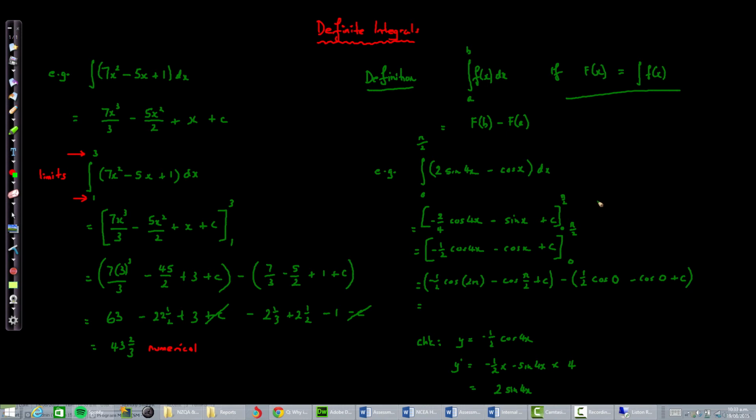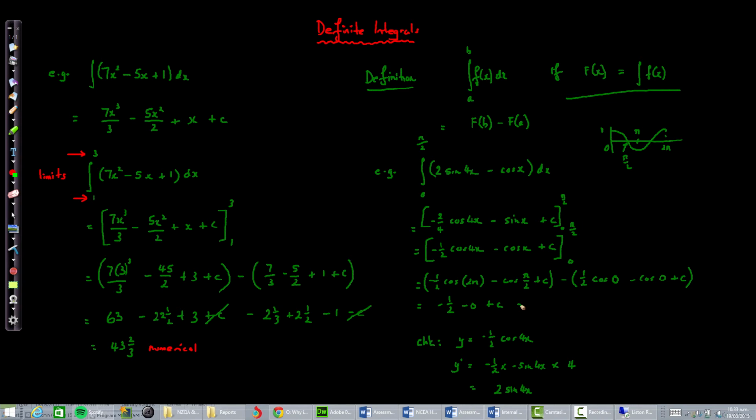Right, let's tidy this up. The cosine of 2 pi. Time for a quick sketch. Cosine function, 2 pi there, 0 there. Cosine of 2 pi is 1. So it's going to be negative a half times 1, so minus a half. Minus the cosine of pi over 2. Well, pi is here, so pi over 2 is right there, and the cosine there is 0. So that's going to be minus 0 plus c.